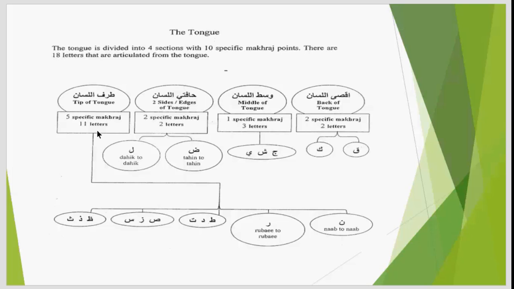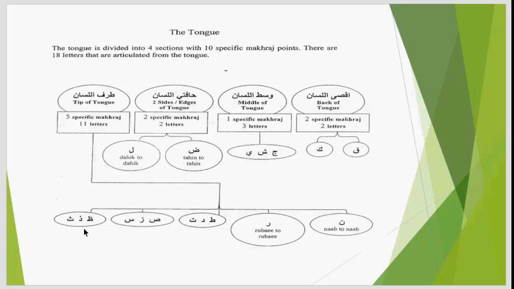Okay, and now we are doing tarful lisan, the tip of the tongue. As I told you in the beginning, when we started, the tip of the tongue consists of 5 makharij, 5 articulation points, and 11 letters come out from those places. Subhanallah, just a small tip of our tongue, and we say all these letters, these ones at the bottom.